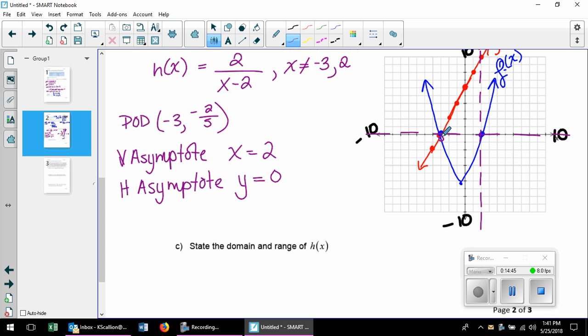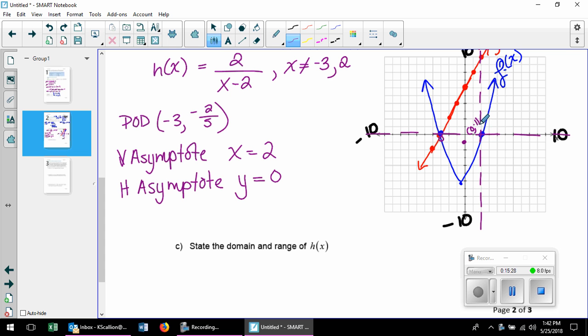Okay, so let's pick another point. If I substituted 0 into this equation, what would you get? If I put 0 in for x, negative 1. So 0 and negative 1. Maybe I should label that point. We're guessing that this one's below, so I'm going to hedge a bet that this one is above.